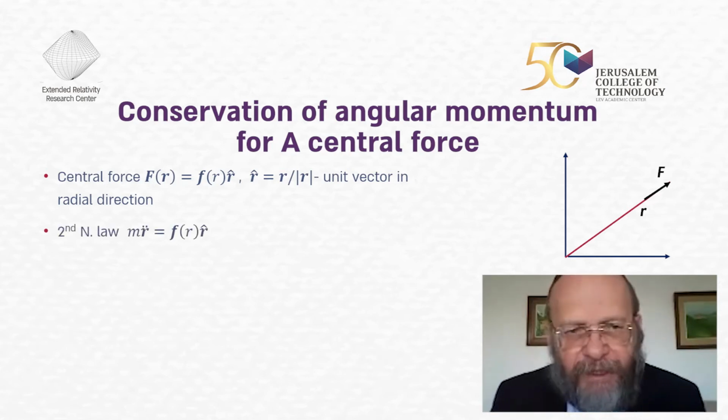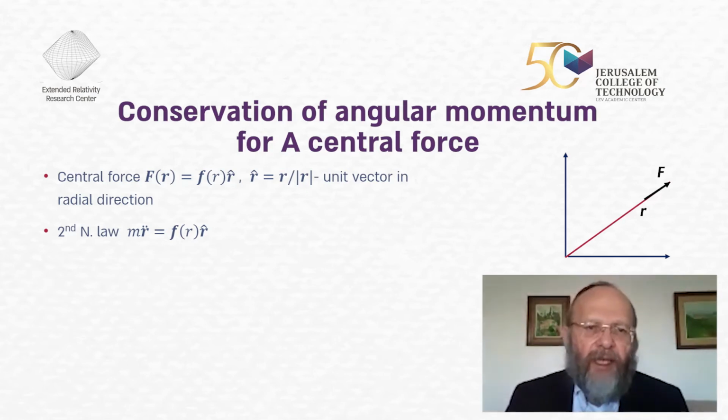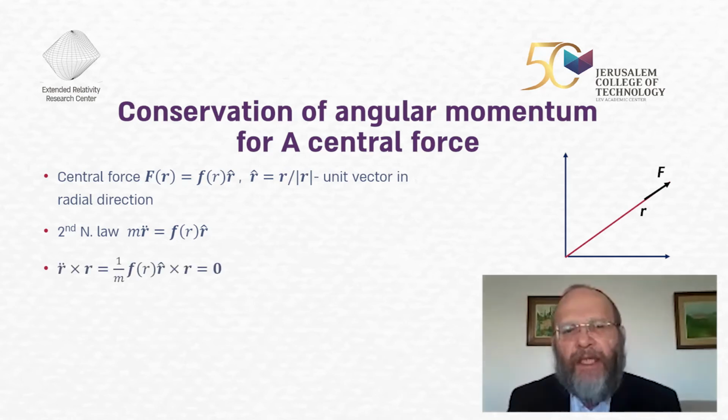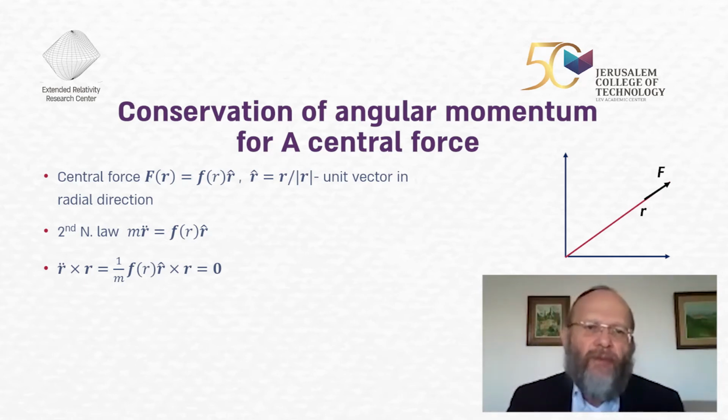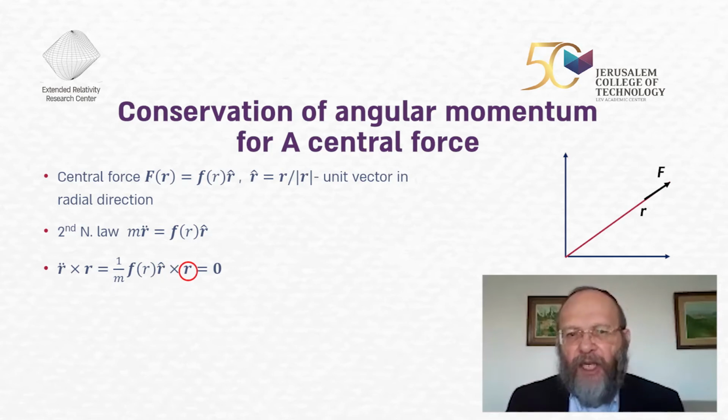Second Newton's law for such a thing tells you the following: m r double dot equals the force, which is F r hat. Now, what we can do, we can take this equation and take the vector product with r on both sides. Now, on the right-hand side, r hat and r are in the same direction. The vector product of two vectors which are collinear in the same direction is 0. So therefore, you get r double dot cross r is also 0.